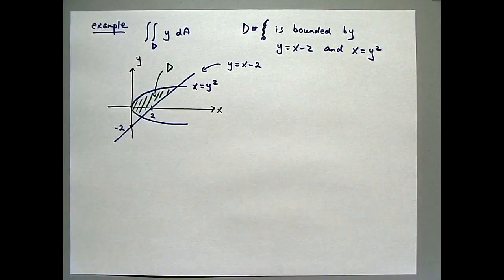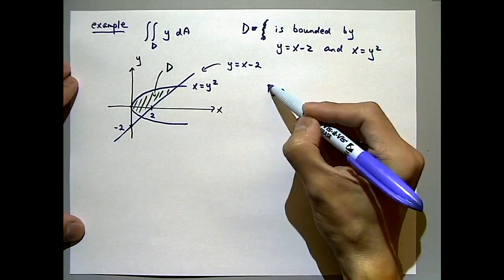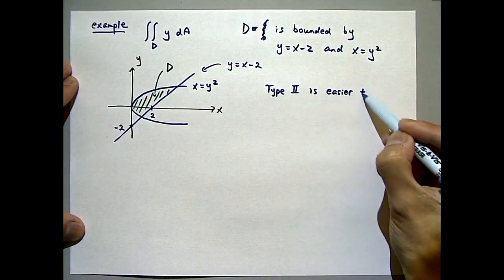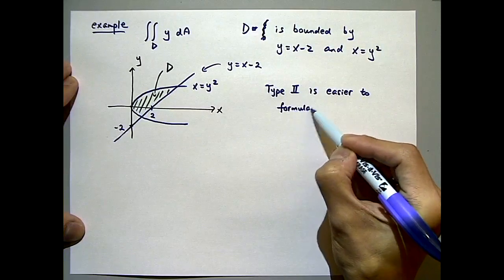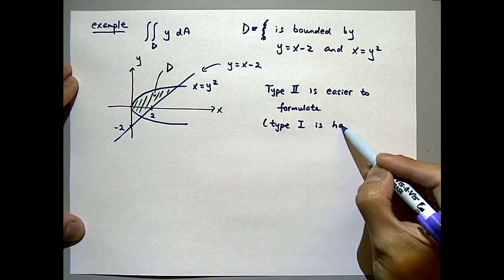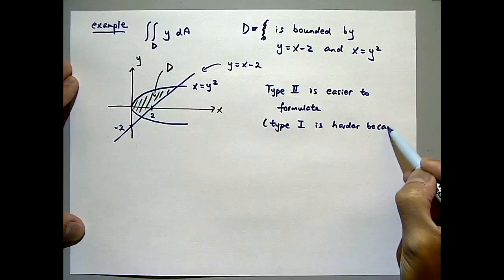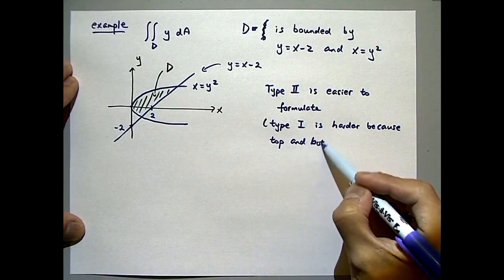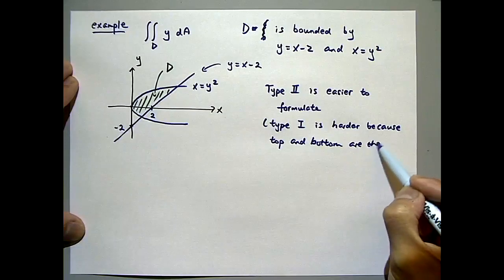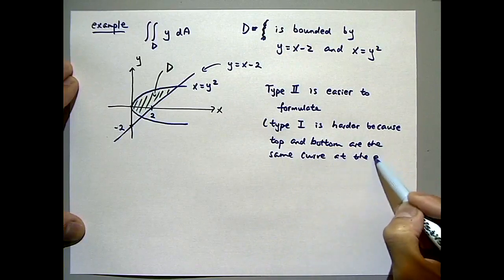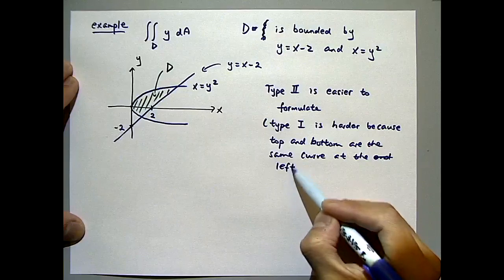We could do type 1 if you really want to, but type 2 seems to be a more convenient one to start. Type 2 is easier to formulate. Type 1 is harder because top and bottom are the same curve at the left end of the region.